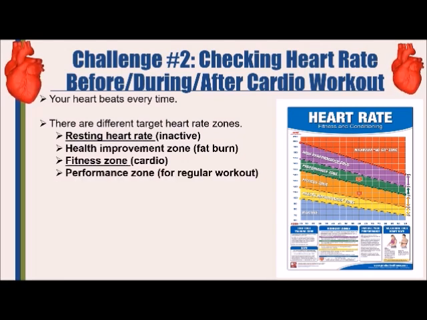A performance zone is actually for a regular workout. It's a little bit more intense than cardio. For example, if you're doing Zumba or step aerobics. High performance zone is primarily for athletes. Athletes usually are suggested that they get in the high performance zone, especially those professional athletes that play sports on a regular basis.